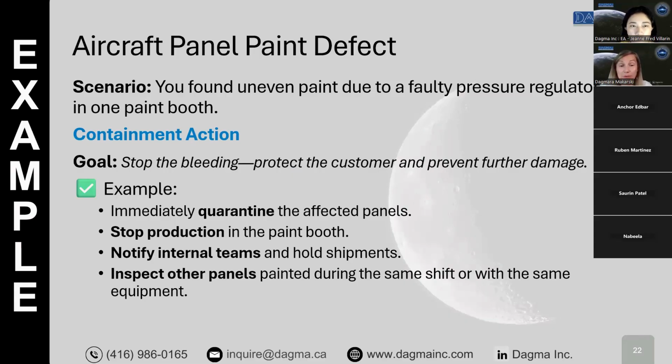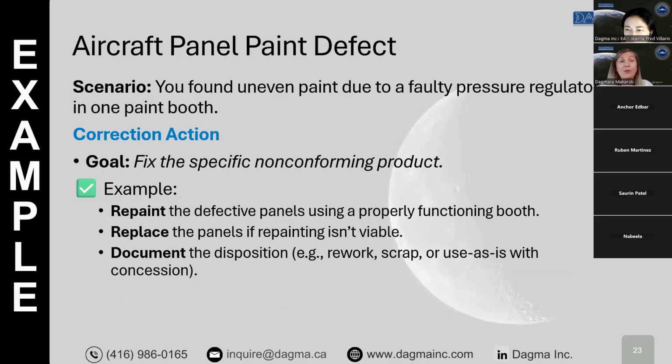A correction action would be to fix the specific non-conforming product. So for example, this would be repainting the defective panels using a properly functioning booth. It could be replacing the panels if the repainting isn't viable or maybe it's not reworkable. And of course, documenting the disposition. So did we rework, scrap, or use as is with a concession if permitted.